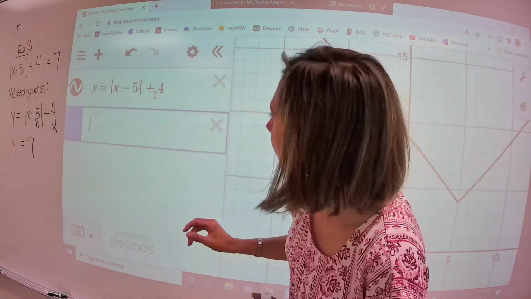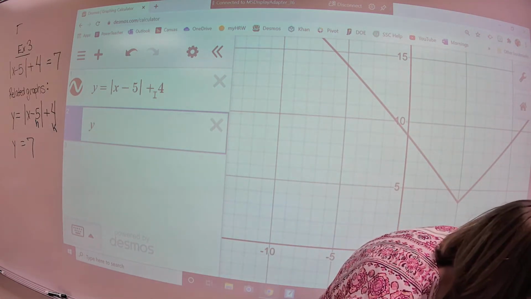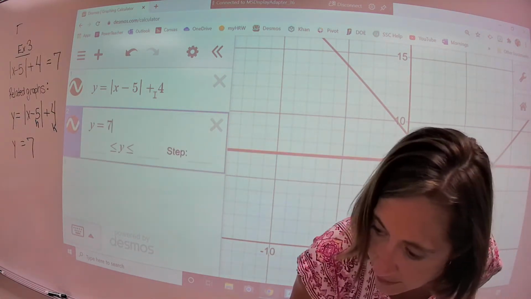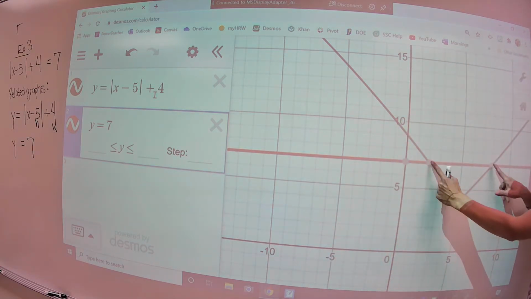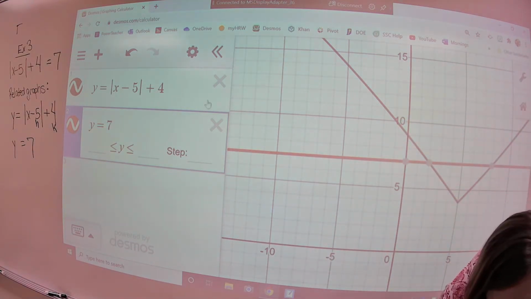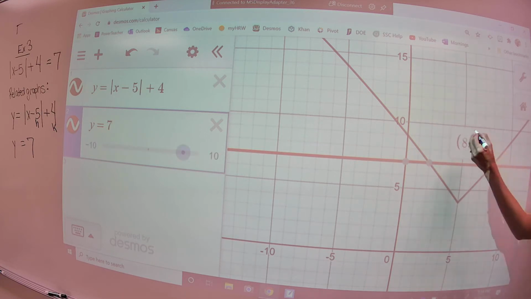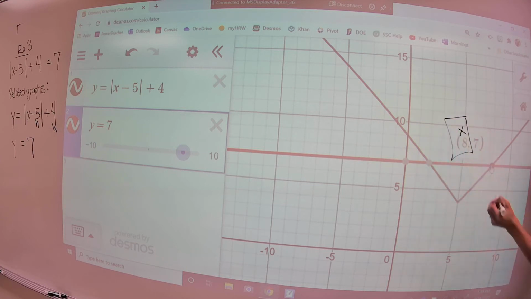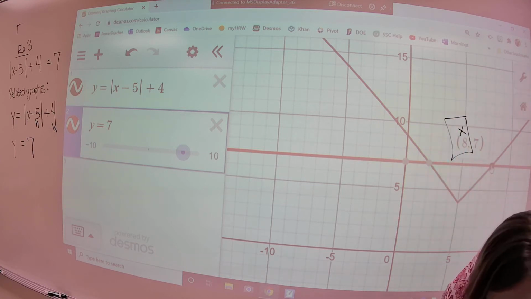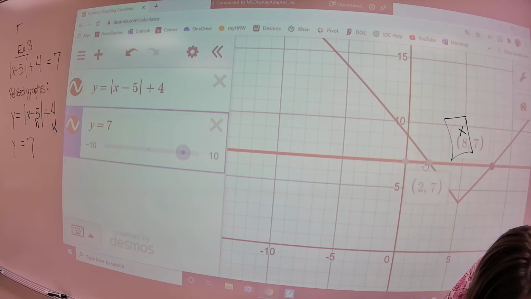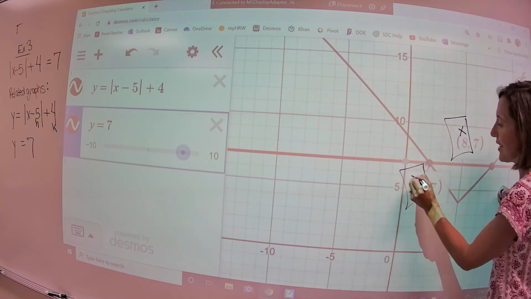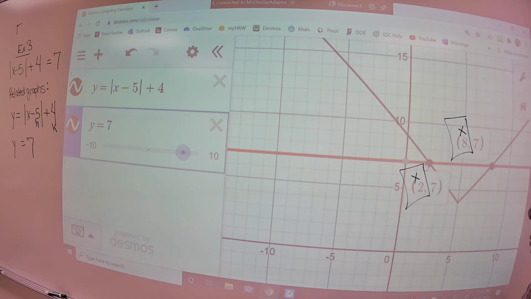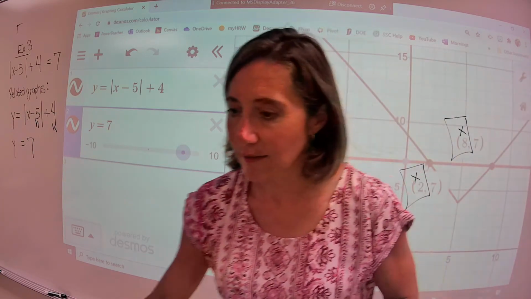It's my second equation, y equals 7. Y equals 7 is what we're graphing there. Yep, that looks right. So I have 2 points of intersection here. So one answer is where my x value equals 8, and the other solution is over here where the x value equals 2. So we have two solutions to that.